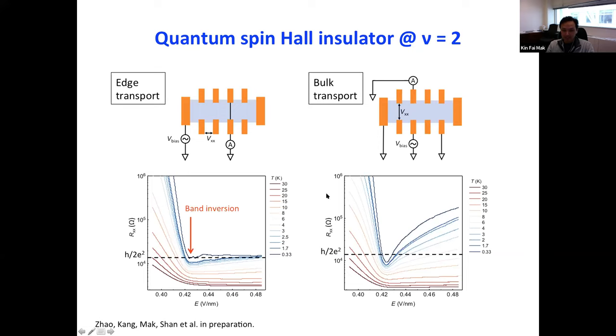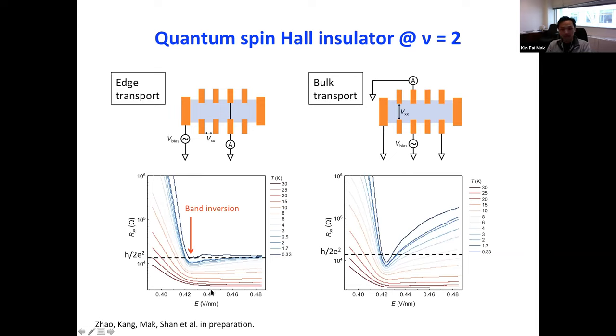So this is the result at the bottom. Again, the same resistivity, but now measuring while avoiding the edge. Resistivity versus electric field, that's the band inversion point. And now you can see that both before and after band inversion, the resistivity just diverges with decreasing temperature. Both sides display insulating behavior.